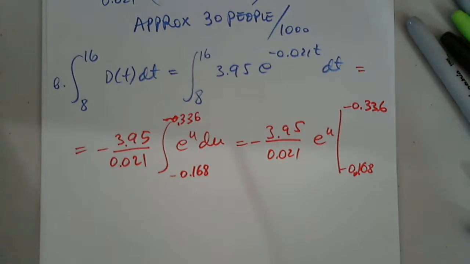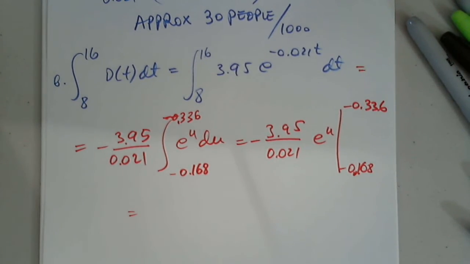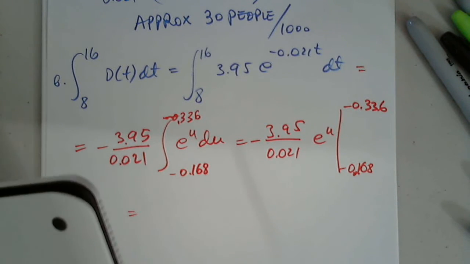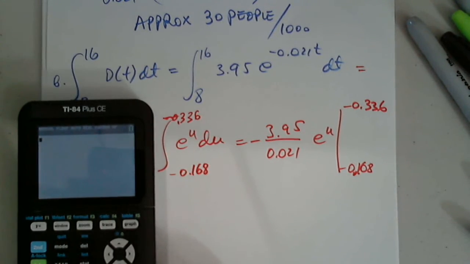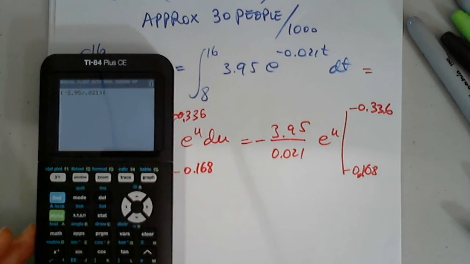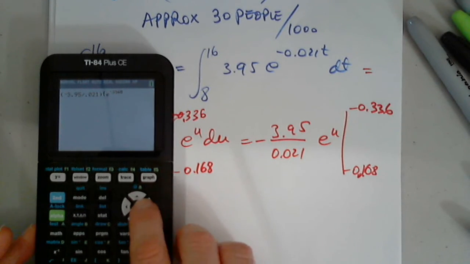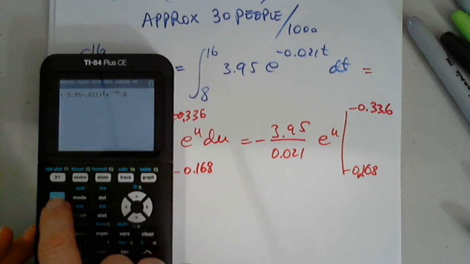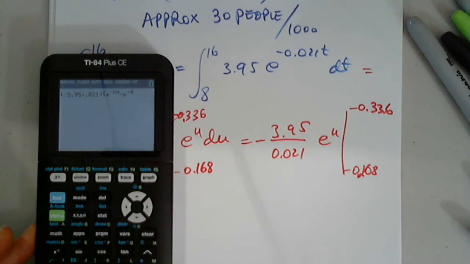Okay, so finally we're just going to plug it in. So where's my calculator? Here it is. So I have in front negative 3.9, I need parentheses, negative 3.95 divided by 0.021, close the parenthesis, and open e raised to negative 0.336, and then minus e raised to the other power. Okay, I didn't put parentheses there. I don't like no parentheses, but let's give it a shot this time.